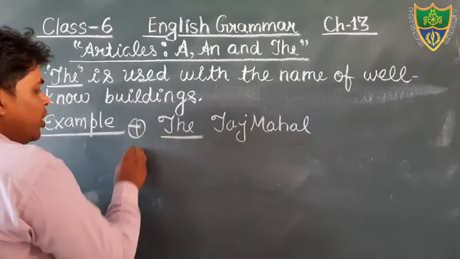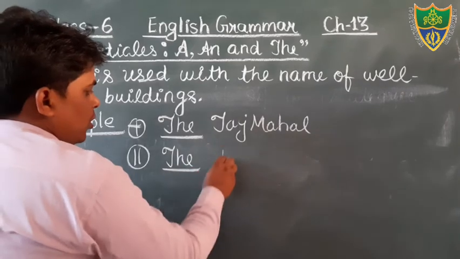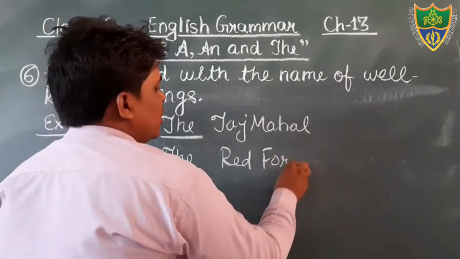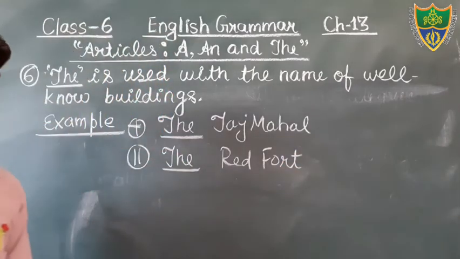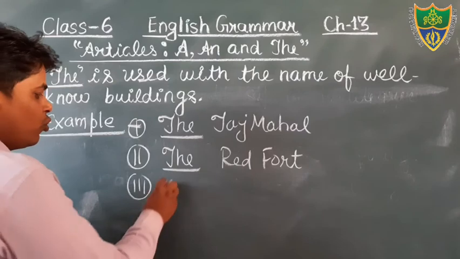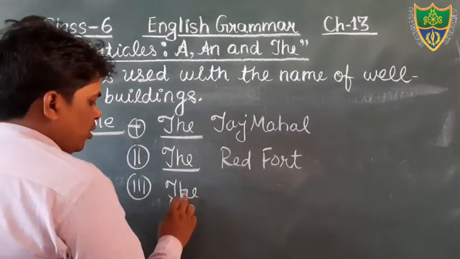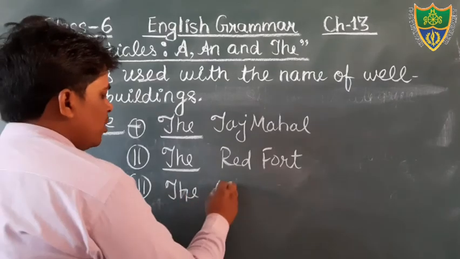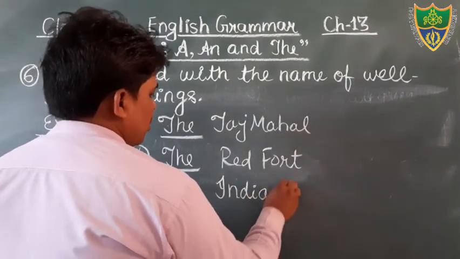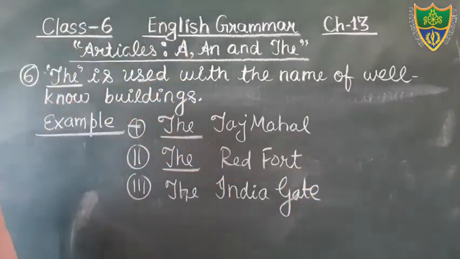Okay. One more example you can write. The Red Fort. Red Fort is also a famous building. Therefore, we will also use the article the before the word Red Fort. Next example. The India Gate. You can write India Gate. Okay. These are famous, well-known buildings.